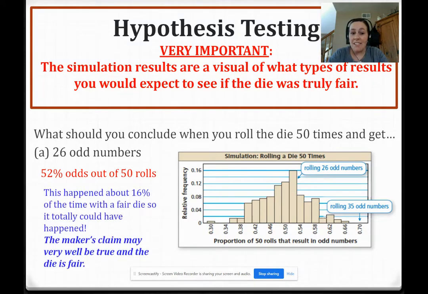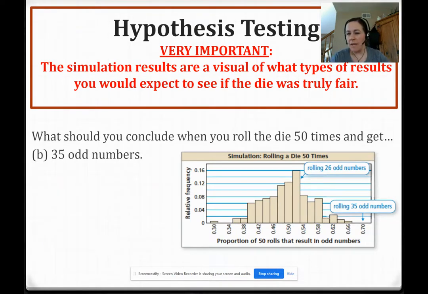Okay, so what I can say is that this type of result would happen about 16% of the time with a fair die, and it happened with this particular die that I'm trying to decide about. That seems pretty likely, which means the die maker's claim could very likely be true with a result like that happening.